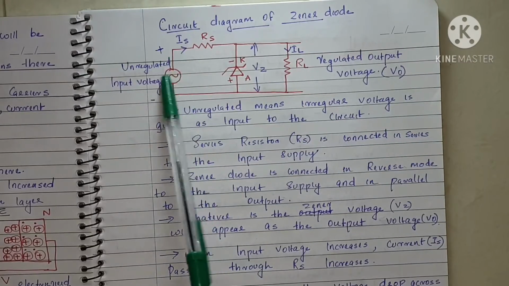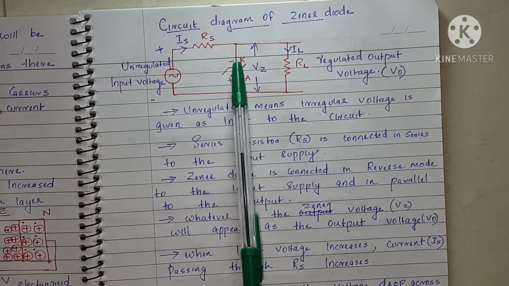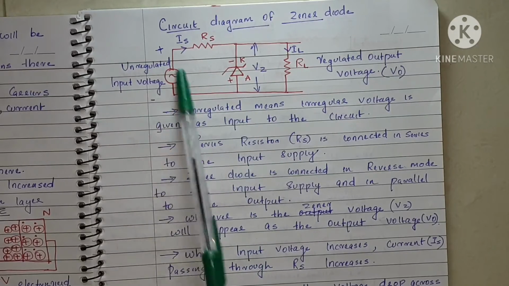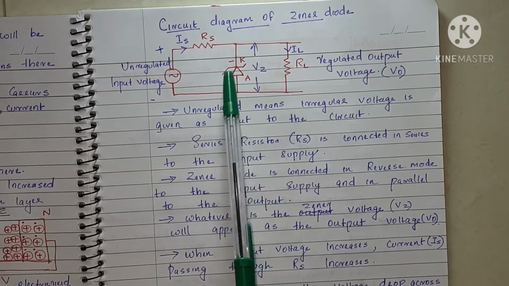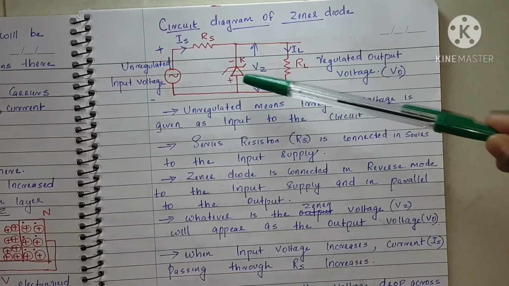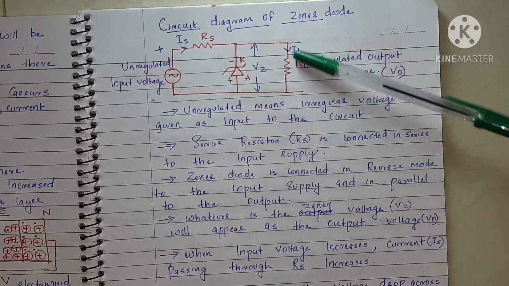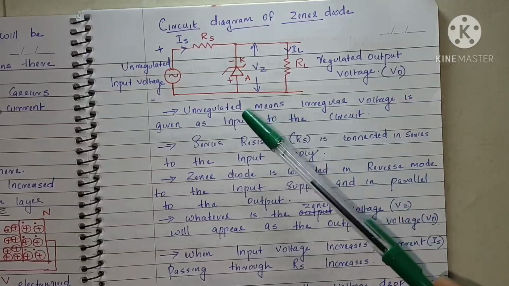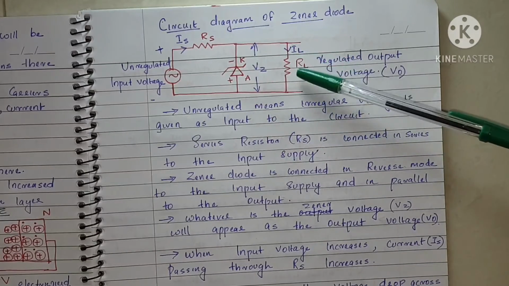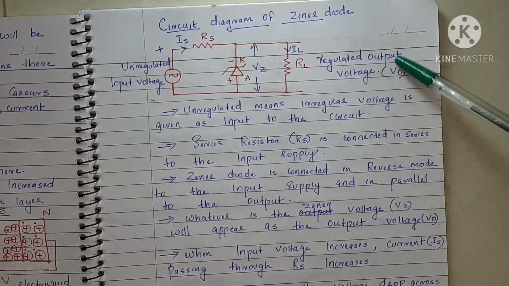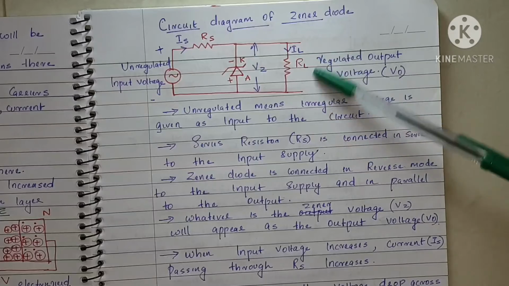That is, the positive of the input supply is connected to the cathode of the Zener, and the negative of the supply is connected to the anode of the Zener diode. It is connected in reverse mode, and the Zener diode is in parallel to the output. So whatever is the Zener voltage, that will appear as the output voltage. On the output side, we will get a regulated output voltage V0. The output is connected through a load resistor.